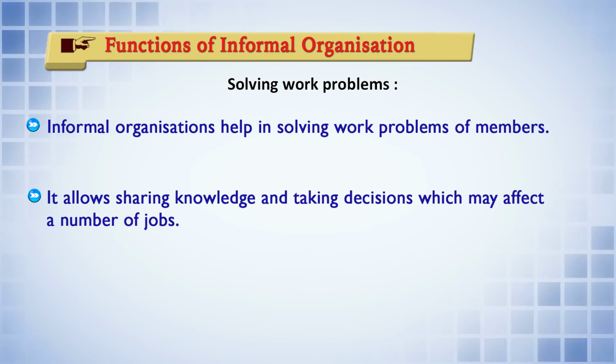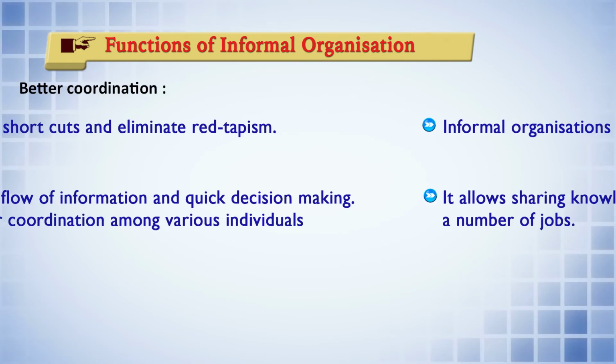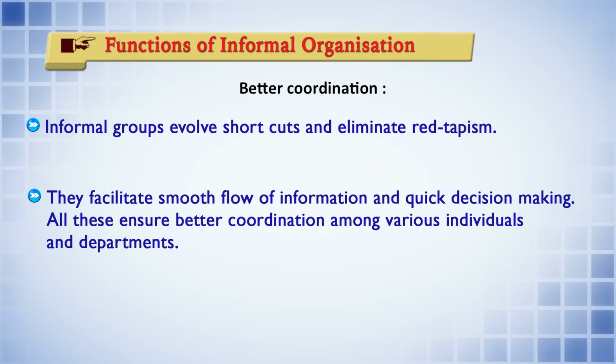Next is solving work problems. Informally, your group members may help you in solving a particular job because he or she may be well acquainted with that job. Next, better coordination. Obviously, when you are interacting informally with each other, there is a probability that you have good coordination, and it may also help in facilitating a quick decision process. Therefore, all these things may facilitate coordination among the group.